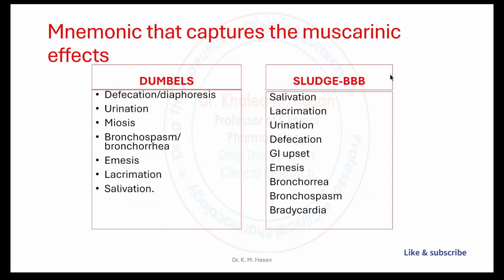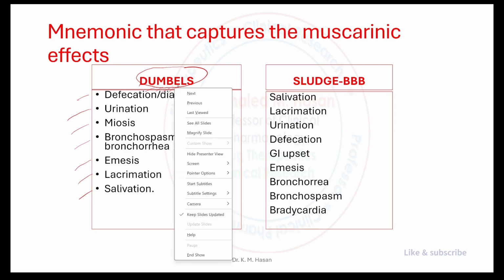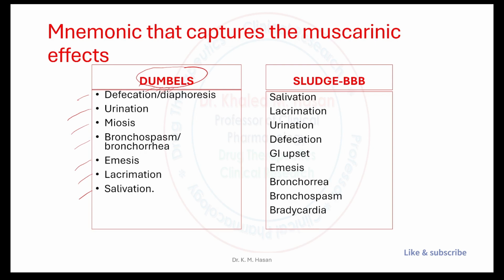So we have a mnemonic that captures the muscarinic effect of acetylcholine. Acetylcholine action may cause defecation, diaphoresis, urination, meiosis, bronchospasm, bronchorrhea, emesis, lacrimation, and salivation. So if you go with DUMBBELS: D for defecation, U for urination, M for meiosis, B for bronchospasm, B for bronchorrhea, then emesis, lacrimation, and salivation.